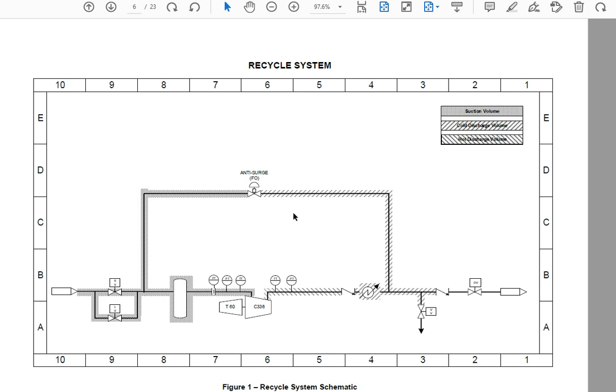So this is the simple anti-surge valve only design, and it's pretty tricky to make a unit not surge with just an anti-surge valve.